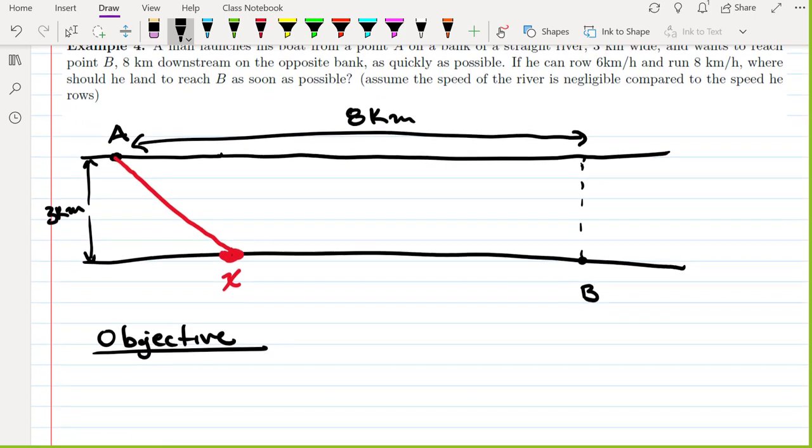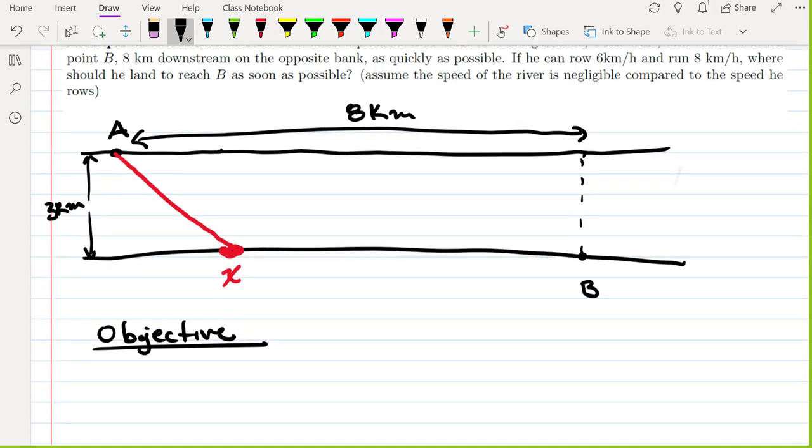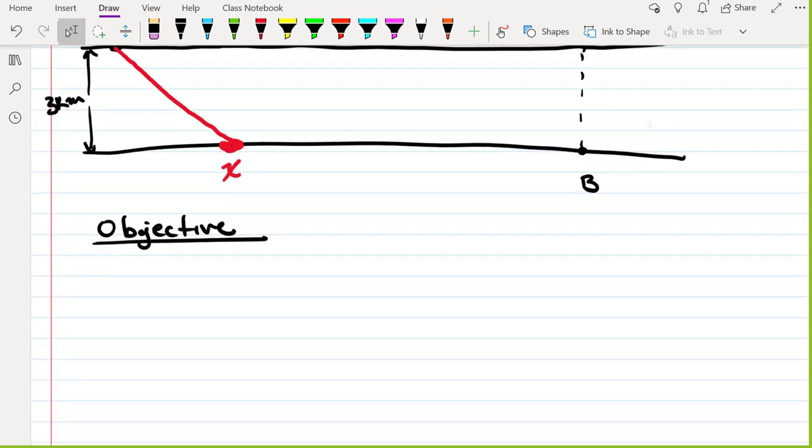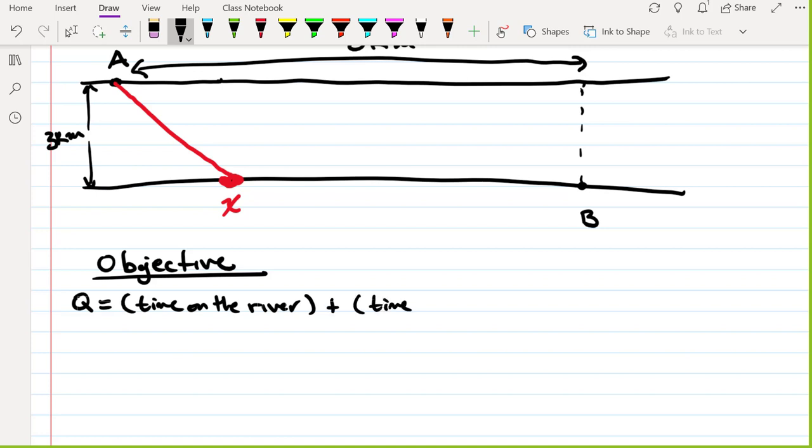So we want to reach B as soon as possible. So we want to minimize the amount of time it takes him to get from point A to point B. So then our objective function Q is going to be his time on the river plus his time on land. And we want to make this as small as possible.